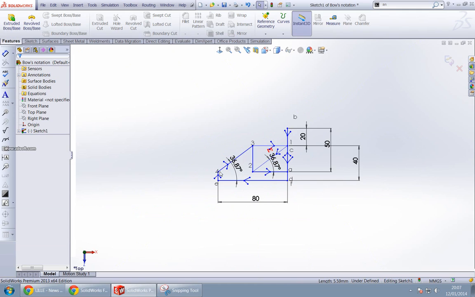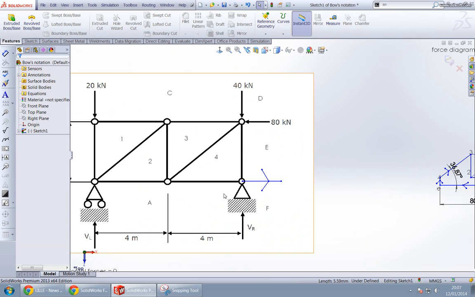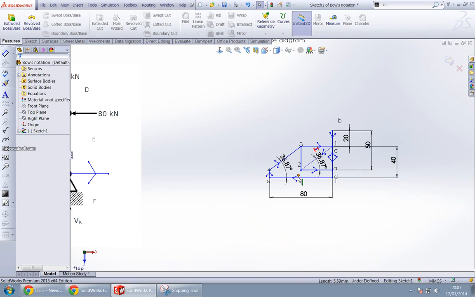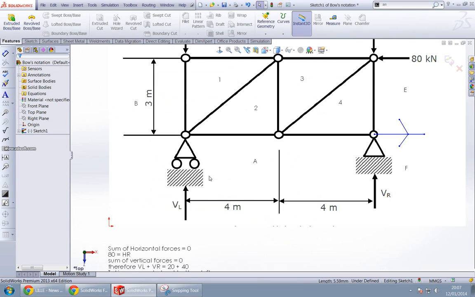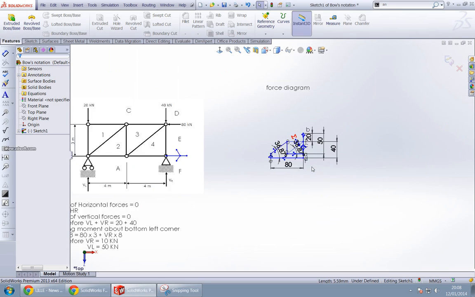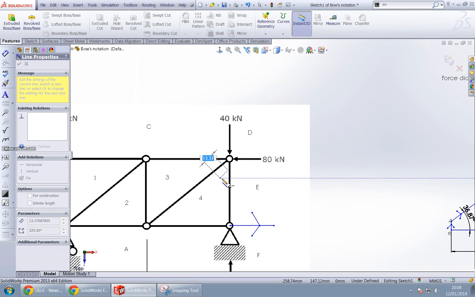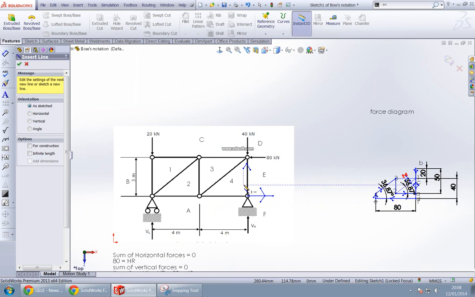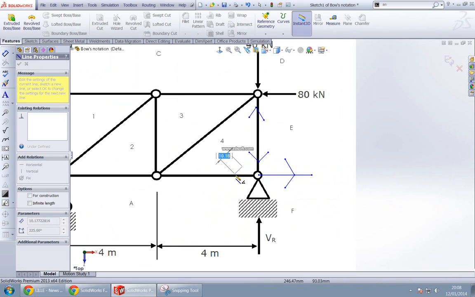Now using these points we can find the stresses. As you can see, there is a line between A and 4, which is vertically downwards. We know that this is vertically downwards, so it should be opposite to this. Opposite to this there is a force coming upwards, so there should be a force opposite to this, and there is a force going to the right, so there should be a force opposing that to the left.